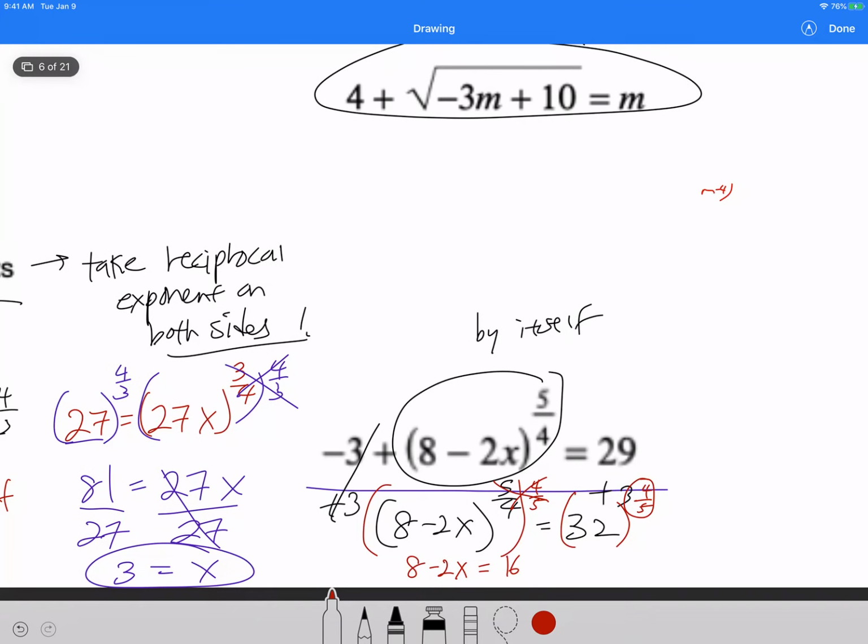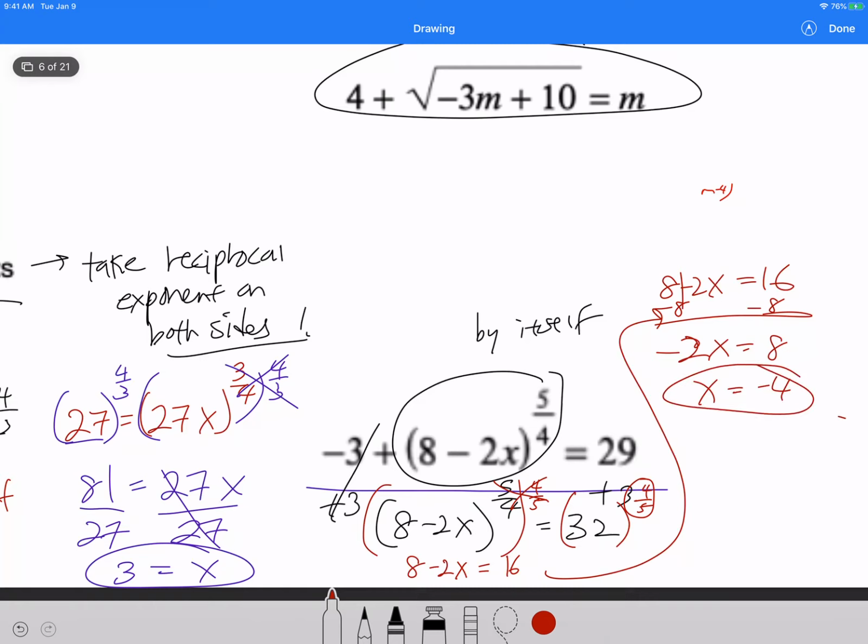Okay? So if I rewrite this, 8 minus 2x is equal to 16. That's just a simple algebra question. Negative 2x is equal to 8. So x must be negative 4. That should be my final answer.